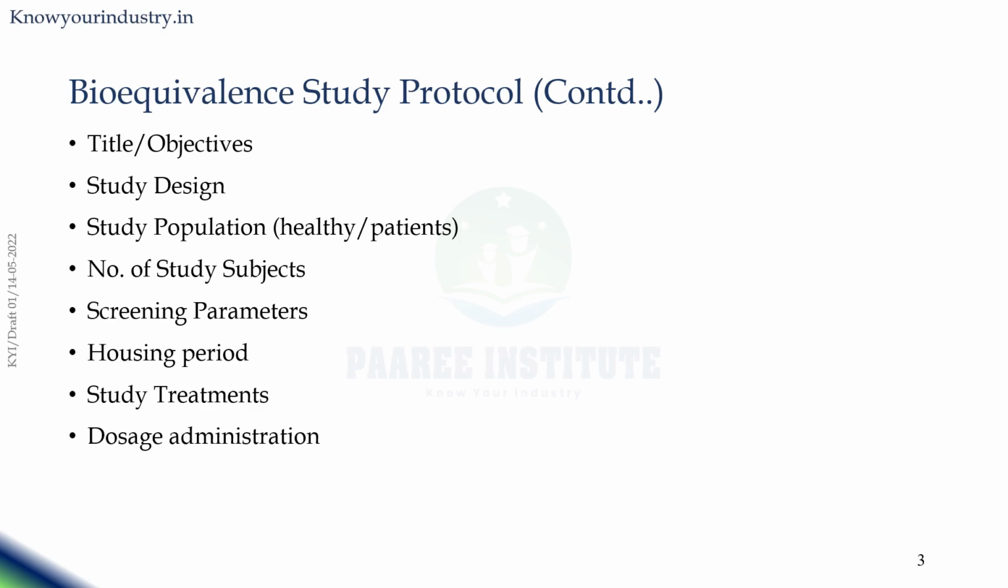Then the study treatments. In case of a bioequivalence study, generally there will be a test product and the reference product. There can be two test products. There may be sometimes different kinds of treatment. Treatment in the sense of fasting. One treatment can be administered in fasting and another treatment can be administered in fed. So these all come under study treatments, how it is being administered, all those things. Then dosage administration, how you administer the dosing, with water, with food, how much food, what is the calorie, how many ml of water, all those things have to be defined.